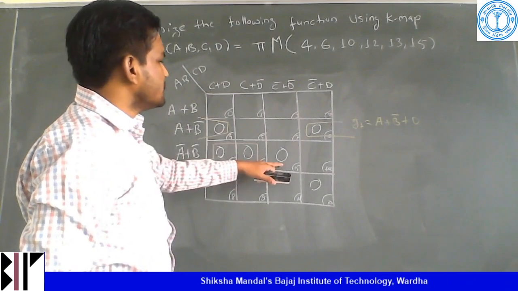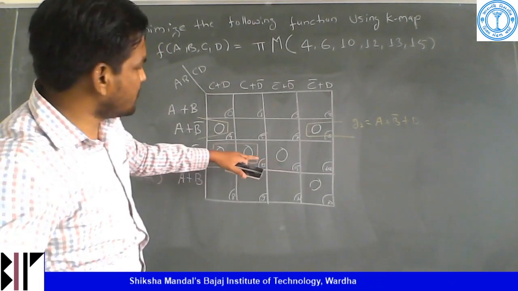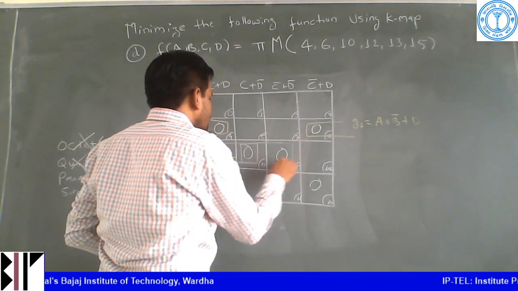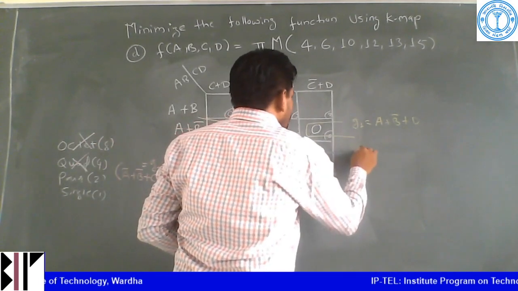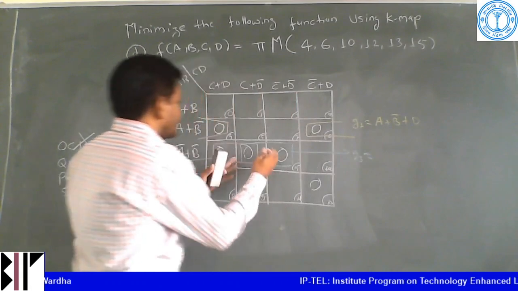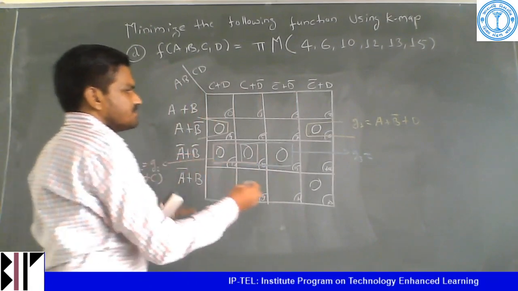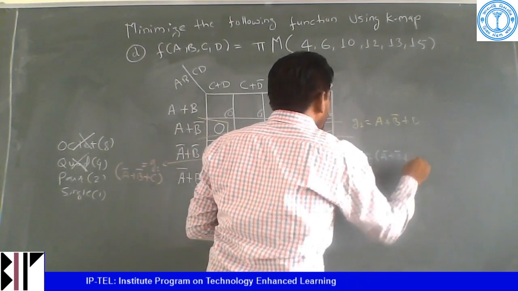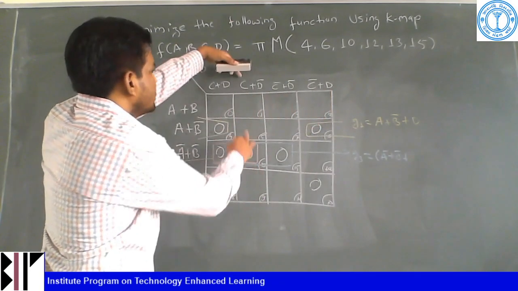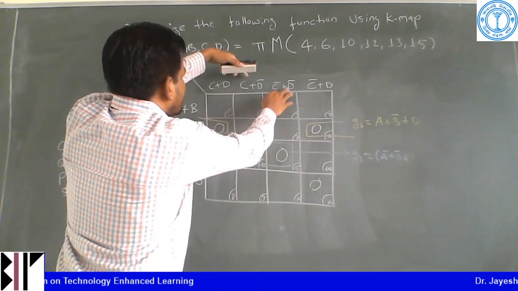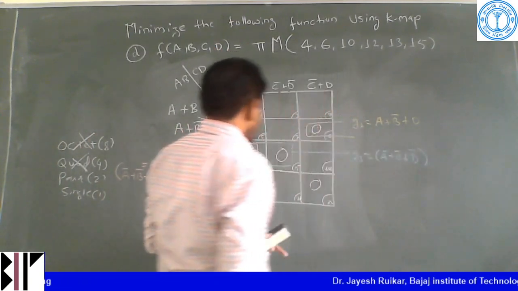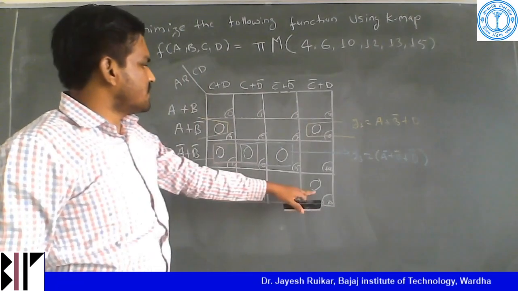So what is remaining? This one is remaining. So I can combine this 0 with this 0. So group 3, from left side A bar plus B bar, plus, from top side C bar gets cancelled, so D bar is there, B bar. Now what is left? This 0 is left.